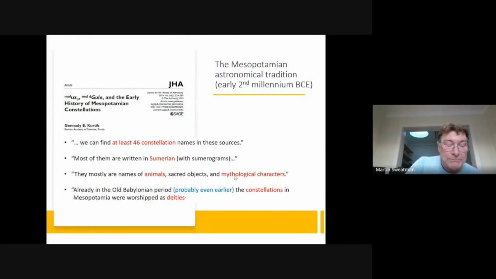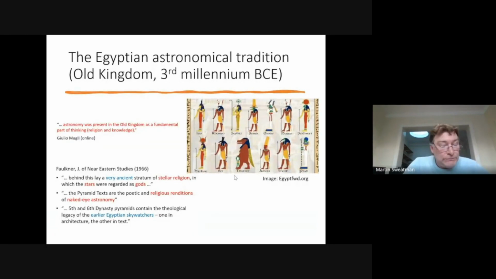Now let's move forward in time to the Bronze Age, to Bronze Age Mesopotamia, thousands of years after Gobekli Tepe. We find in the historical Babylonian texts the names of at least 46 constellations. And most of these names are Sumerian, which means they likely date to the previous millennium or two, which means they could date back to the 4th millennium BC. We also know from these texts that these constellation names are mostly the names of animals or mythological creatures or deities.